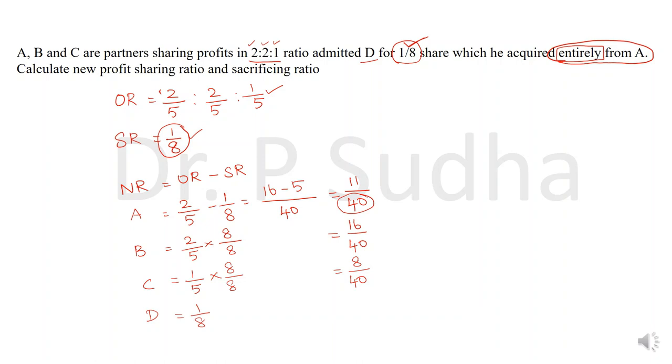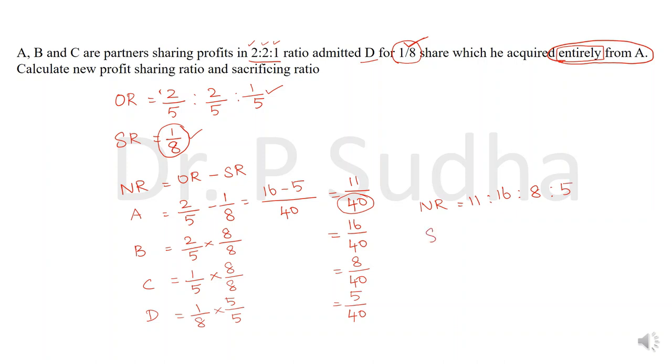If you have to bring it to 40, you have to multiply it by 5. So the answer is 5 ones are 5. 8 into 5 will give you 40. Now what is the new ratio? The new ratio is equal to 11 is to 16 is to 8 is to 5. This is the new ratio.